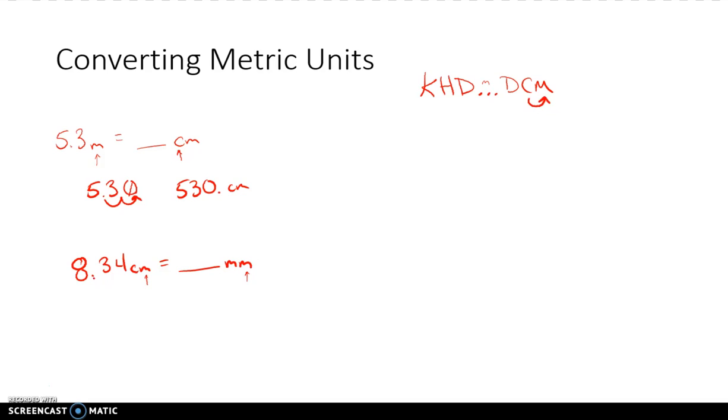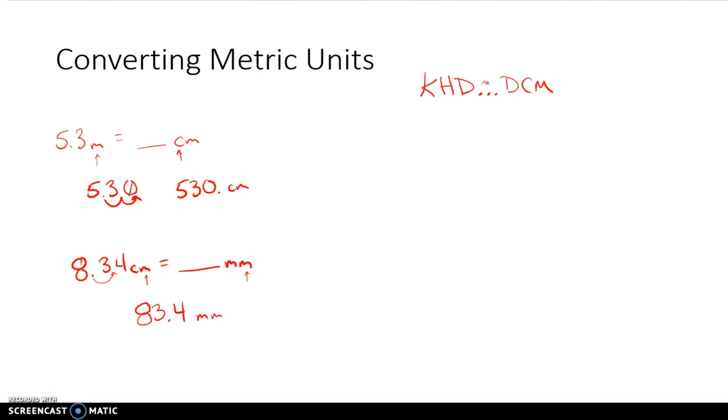That means my decimal is going to hop 1 to the right. So I'll end up with a decimal between the 3 and the 4 here, which looks like this. 83.4. You'd read this number 83.4 millimeters. There's your answer. Now, in both of these examples, I've moved the decimal to the right. Let me show you one where I have to move the decimal to the left.